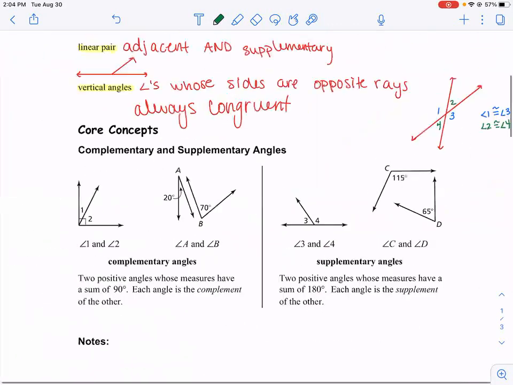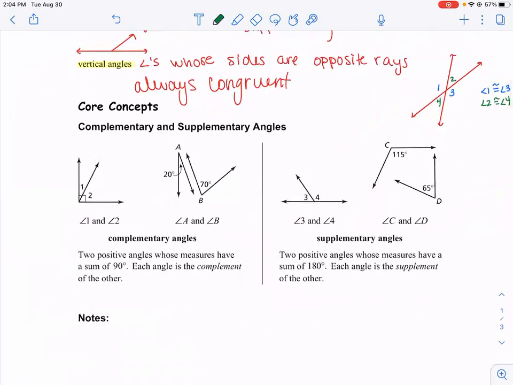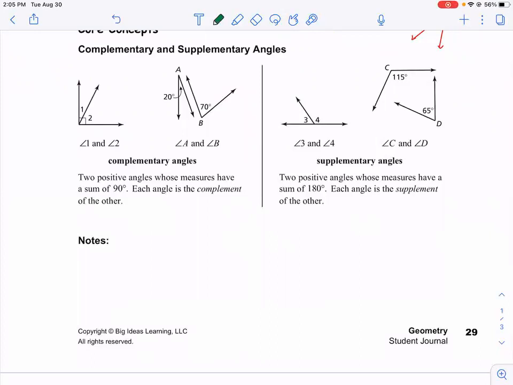All right. Okay, so here we go. I want to talk about some pictures. I want you to notice that sometimes supplementary angles will be adjacent, sometimes they will not be. Sometimes complementary angles will be adjacent, sometimes they won't be. Now, if complementary angles are adjacent, then there will be this cute little box signifying that we have a 90-degree angle.